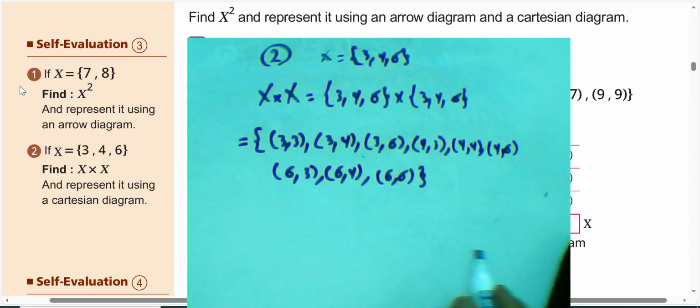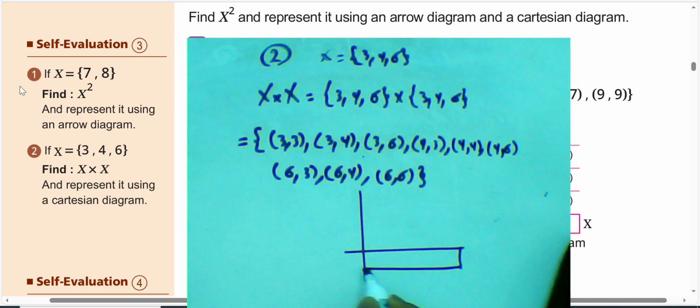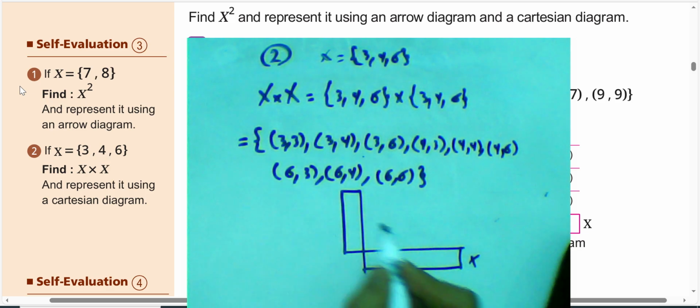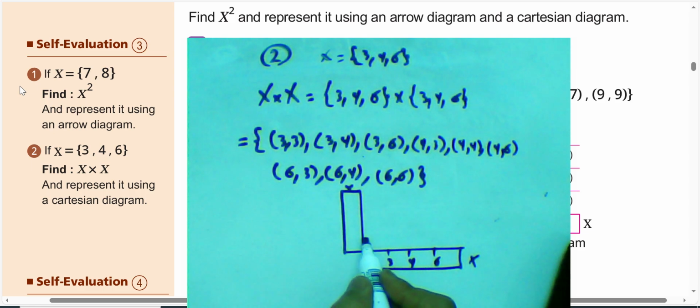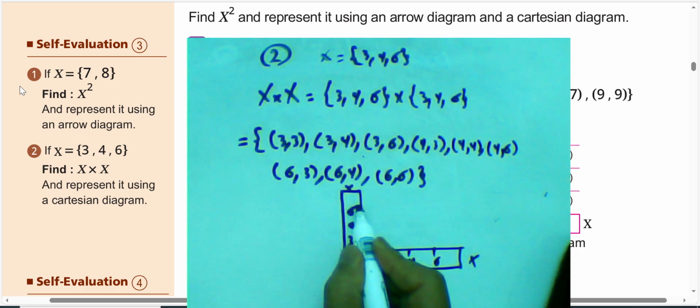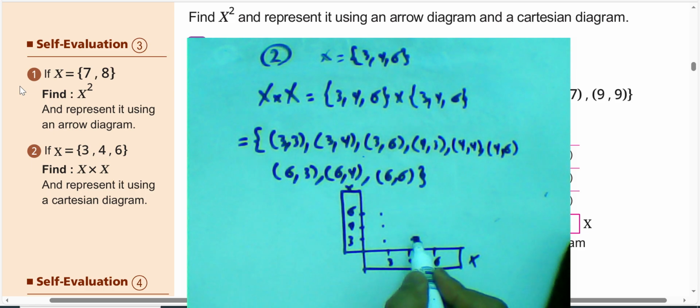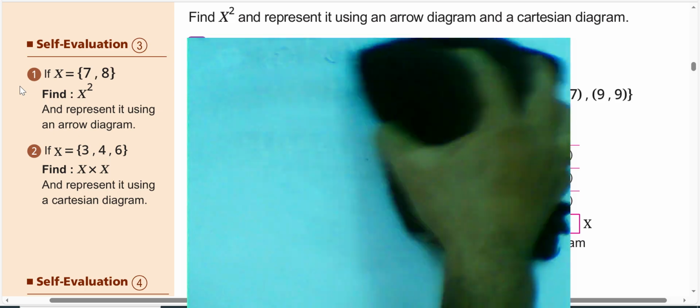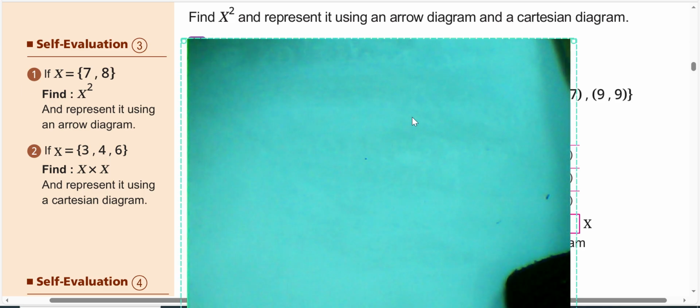And then represent it as a Cartesian diagram. We can put X here and X. X was {3, 4, 6}, and X is also {3, 4, 6}, with the image like this, X with itself. Next question.